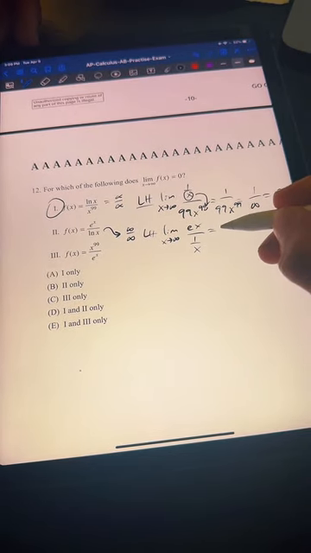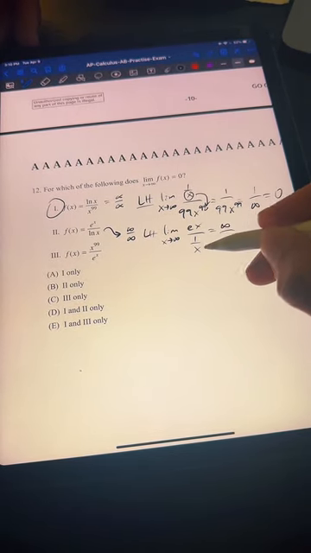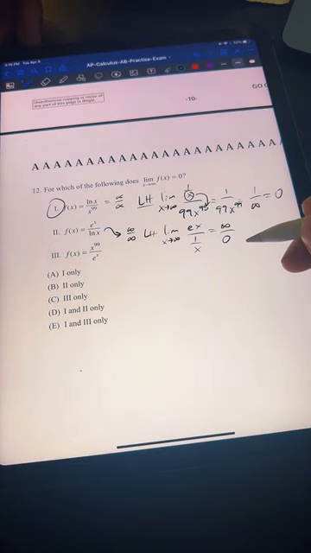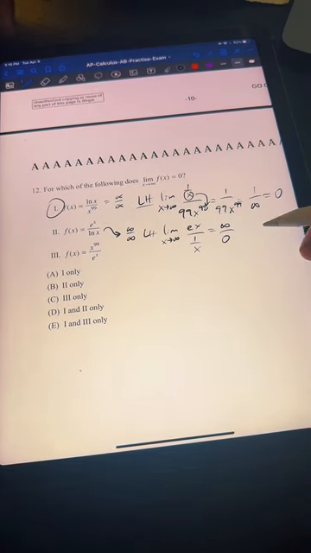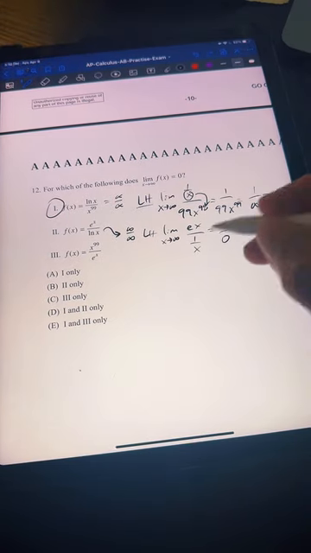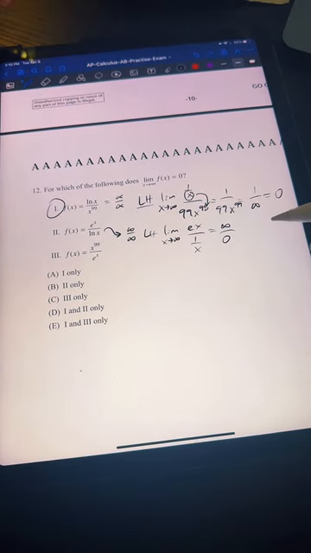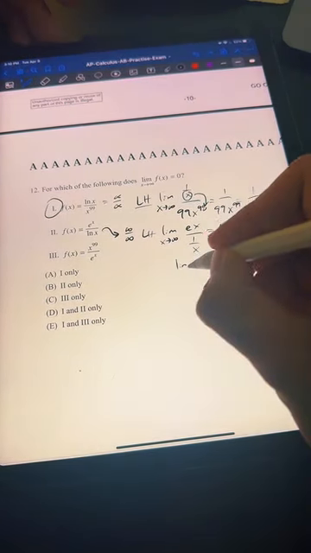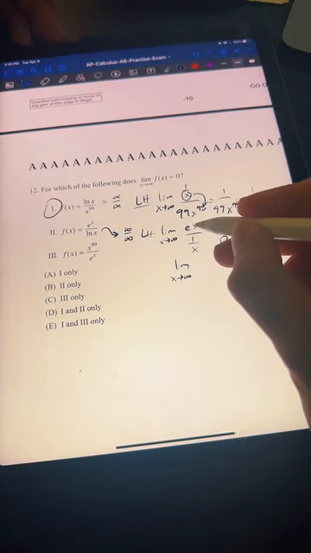This is a little weird. If I plug in infinity, I get infinity over 1 over infinity. This is 0. Infinity over 0 does not equal 0. This is an indeterminate form. Okay? So we need to do it again. Technically, when you get an indeterminate form, you have to do L'Hopital's rule again. If I do L'Hopital's rule again, check what happens.